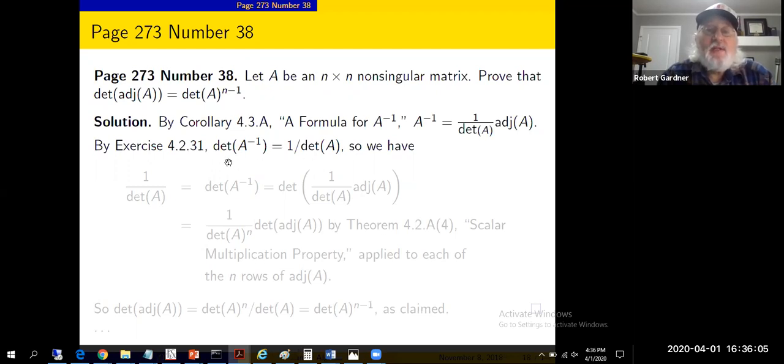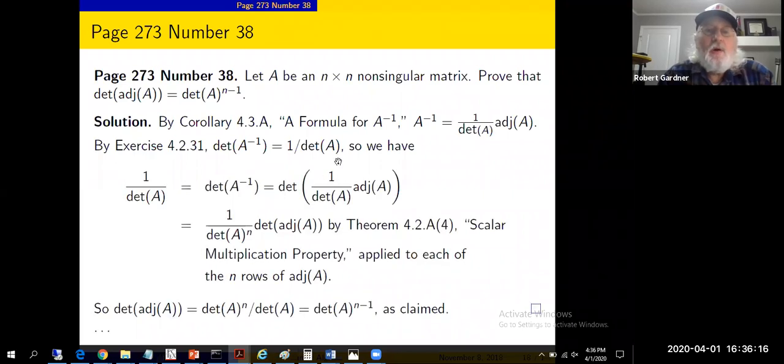We've also seen that the determinant of an inverse is 1 over the determinant of the original matrix in that exercise, and we've used it at least twice. So let's take the fact that 1 over determinant of A is the determinant of A inverse, and the fact that we have an expression for A inverse. We know from this corollary that A inverse is 1 over the determinant of A times the adjoint of A. So let's take this and substitute it in for A inverse.